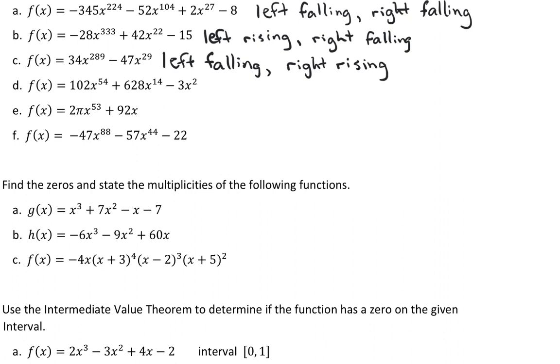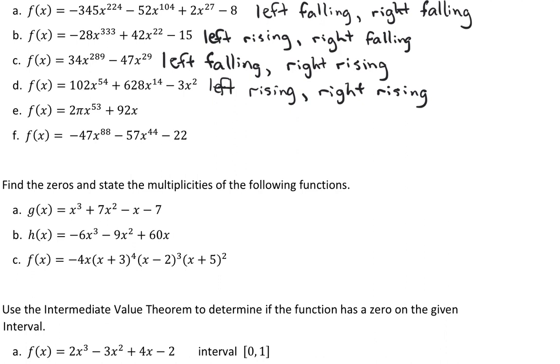Okay, and then part D, the power of the leading term is even, and the sign of the constant of the leading term is positive. So this will be left rising and right rising, because that is the normal pattern of end behavior for even degree polynomial functions.